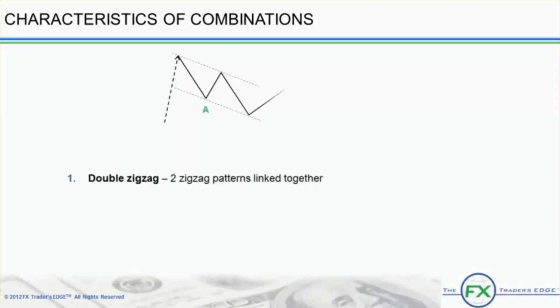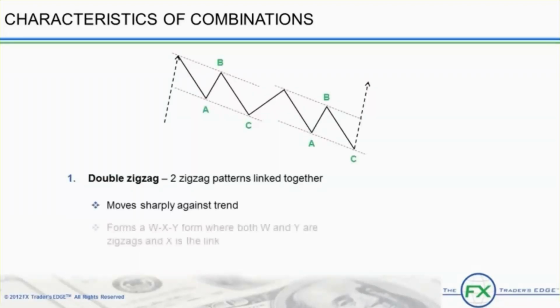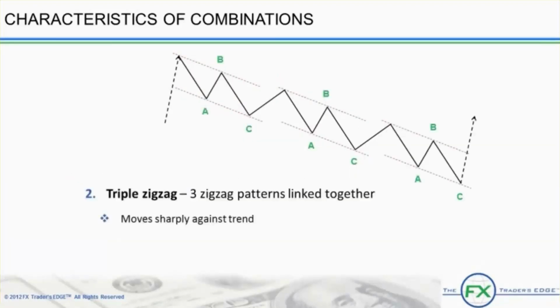The double zigzag moves sharply against the trend. It forms a WXY form, where both W and Y are zigzags, and X is the link. The triple zigzag also moves sharply against the trend.